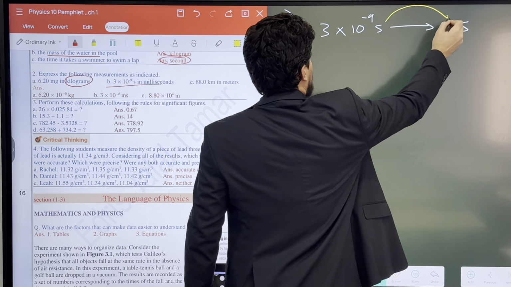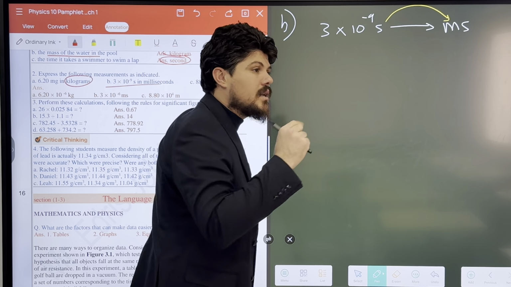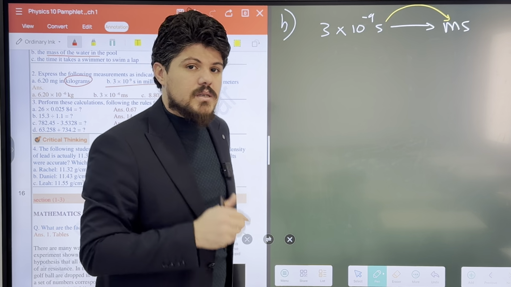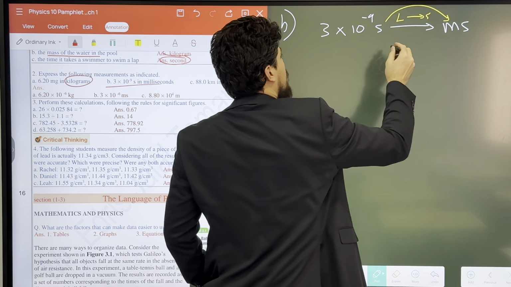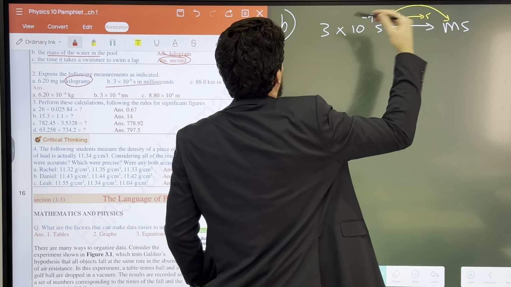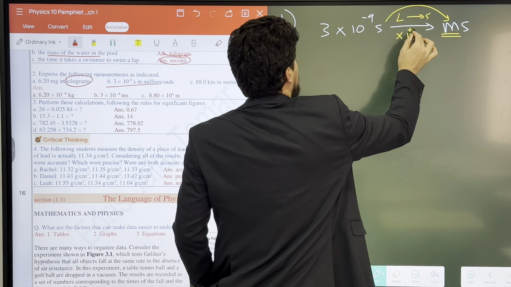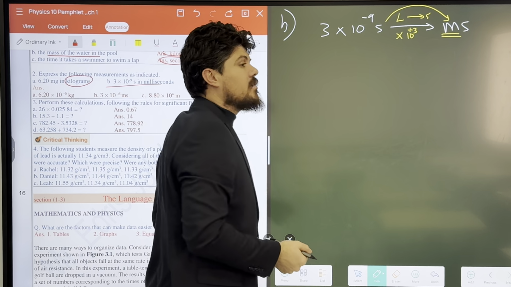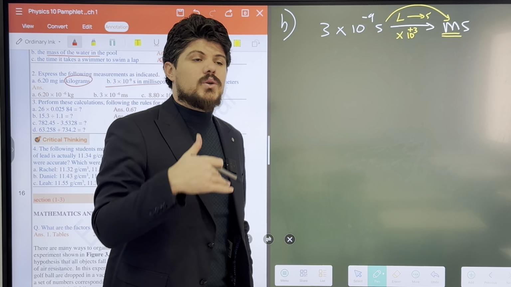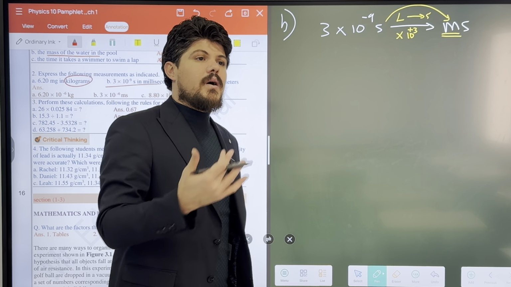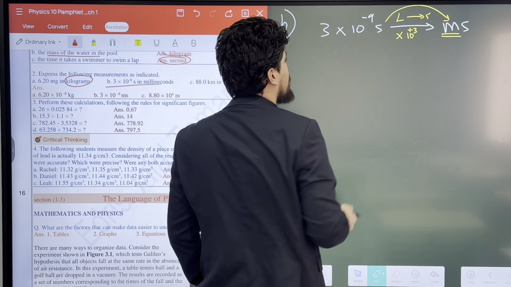Small to large or large to small. Which one is bigger, second or millisecond? Second is greater than millisecond. Milli is small, okay? Large to small, positive power or negative power? Positive power. What is the positive power of milli? 10 power positive 3. What is the negative power of milli? 10 power negative 3. What is the positive power of micro? 10 power 6. How about the negative power of micro? 10 power negative 6.